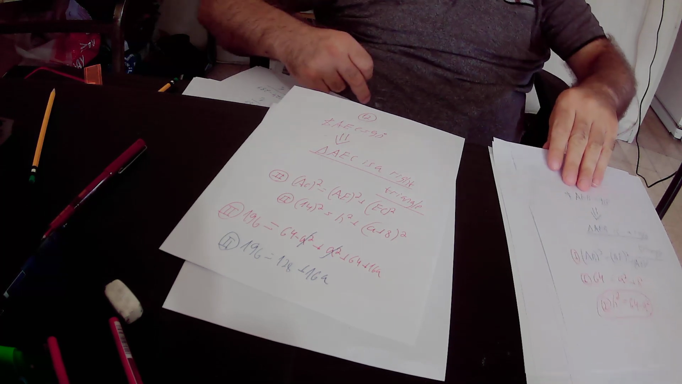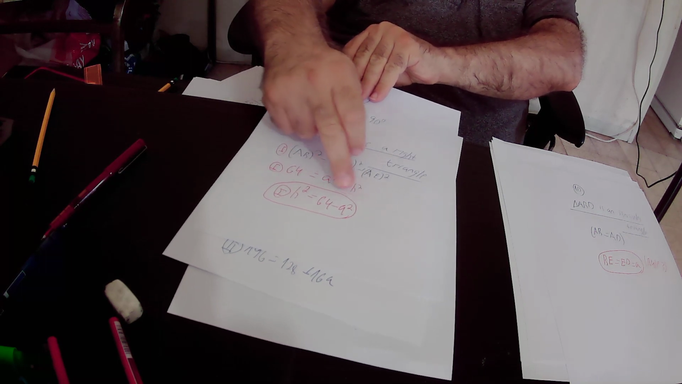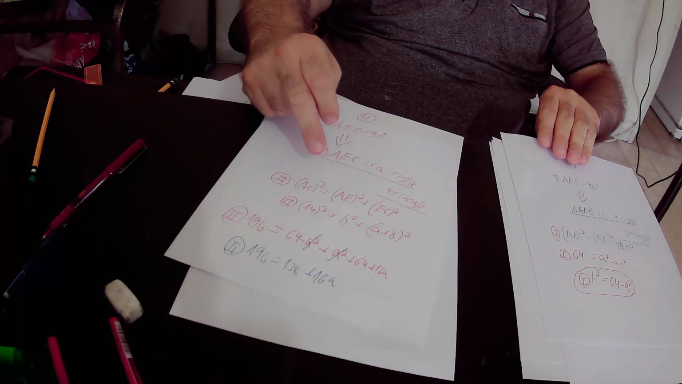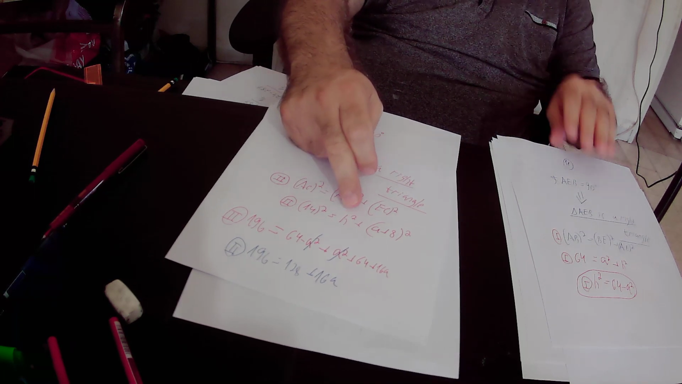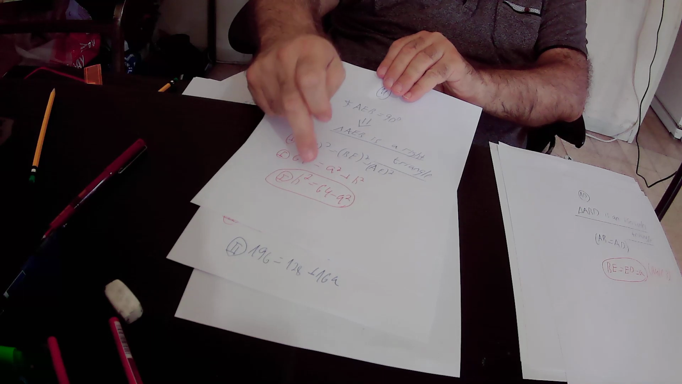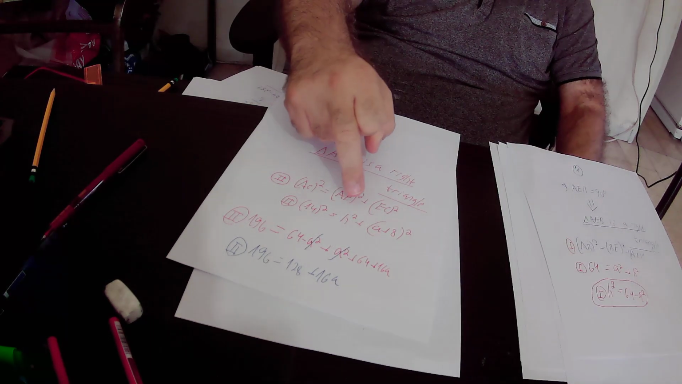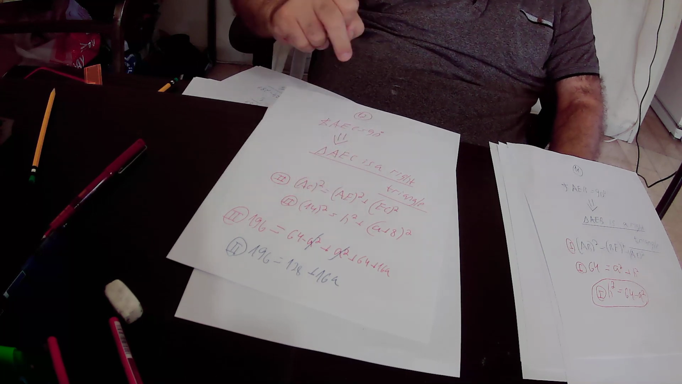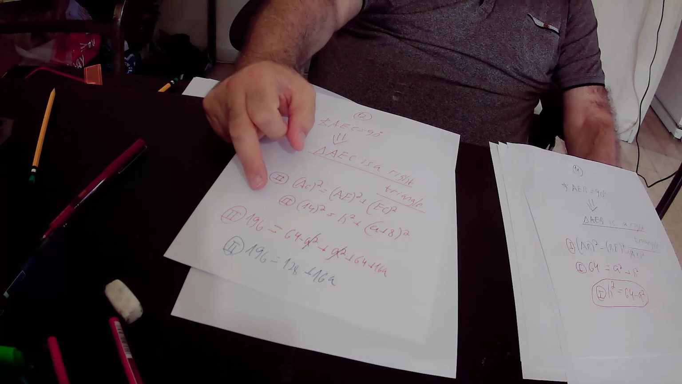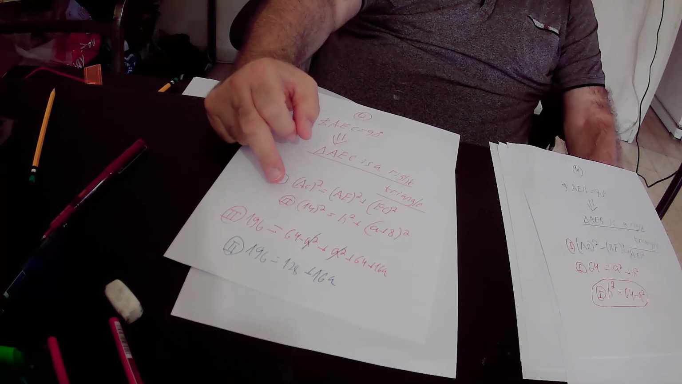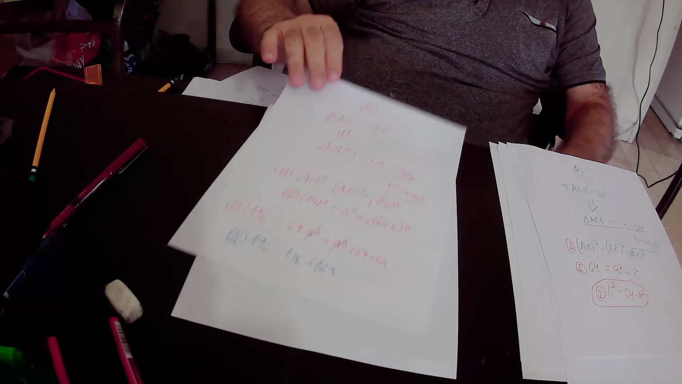We have already found out that H squared equals 64 minus A squared. So we can substitute H squared in equation number 2 by 64 minus A squared, and we have only one variable that is missing, that is A. By solving equation number 2, we found out the value of A.